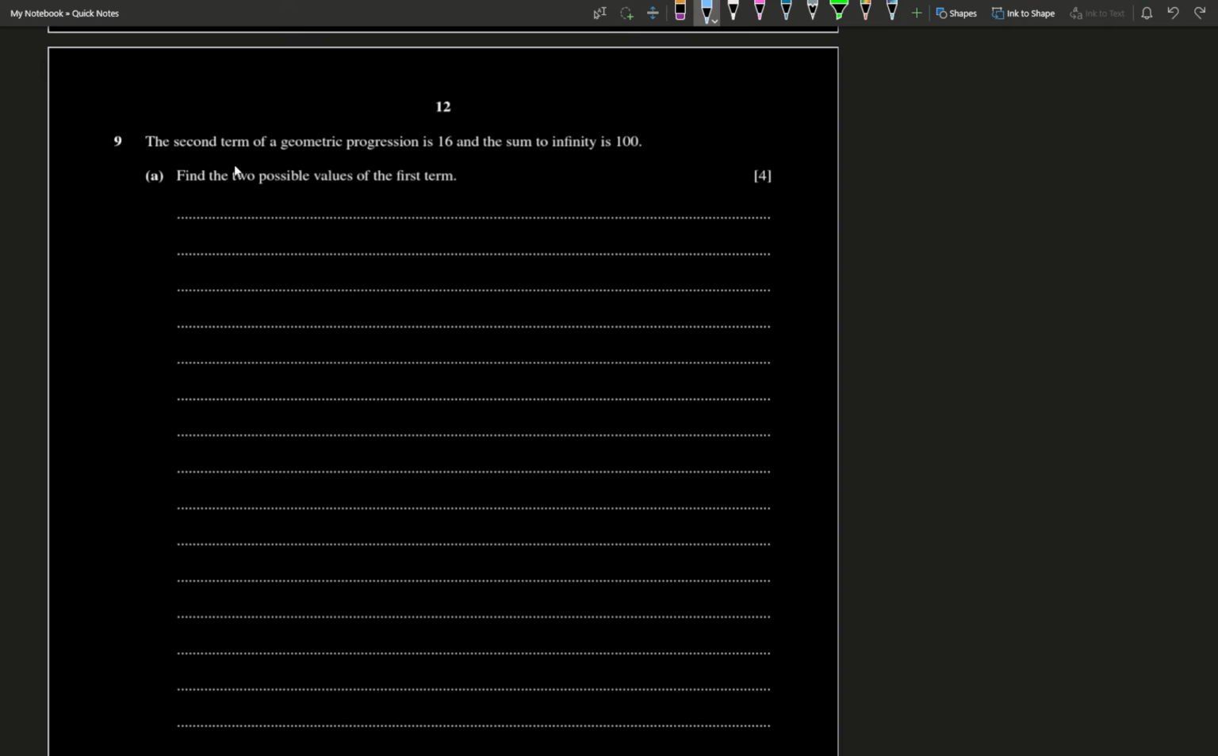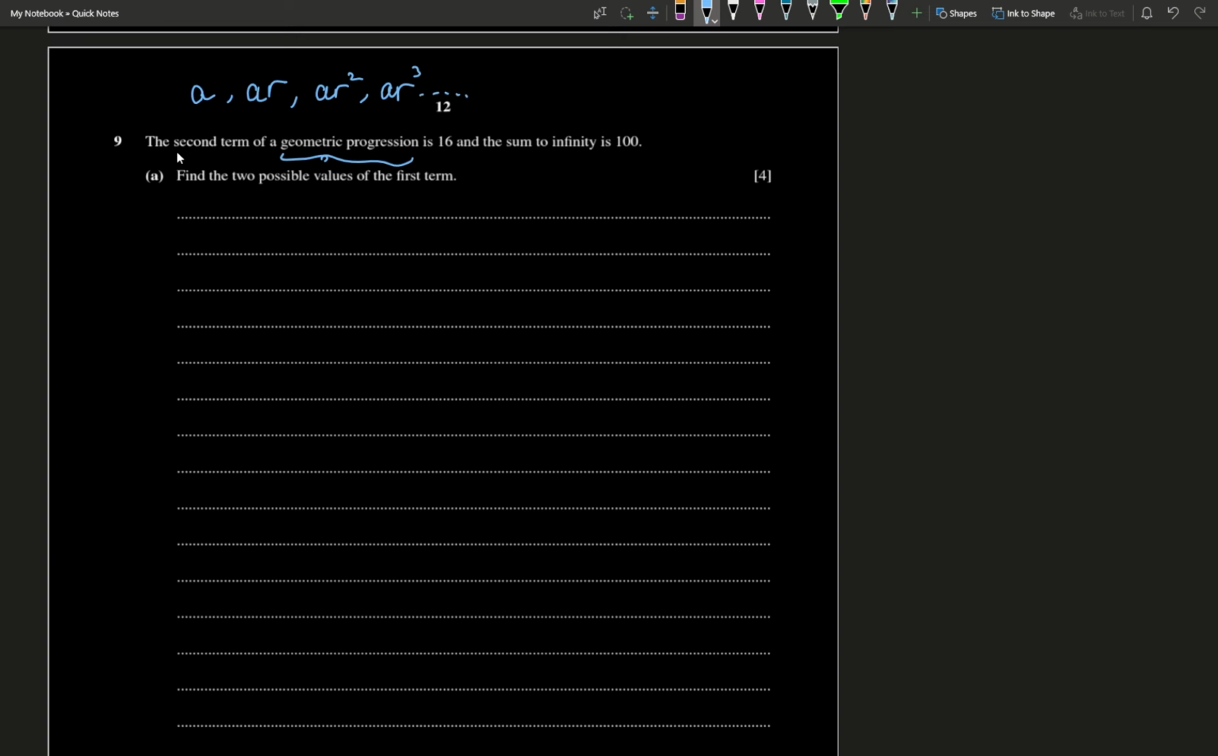For question number 9, the second term of a geometric progression is 16 and the sum to infinity is 100. Find the two possible values of the first term for part A. تعالى بس كده نشوف احنا عندنا geometric progression أو geometric sequence. Geometric sequence دي على طول بيكون written in the form: أول term عندنا بيكون A اللي هو ال first term، والتاني term بيكون A times the common ratio R، والتالت term بيكون A times the common ratio squared، ورابع term بيكون AR cubed and so on.